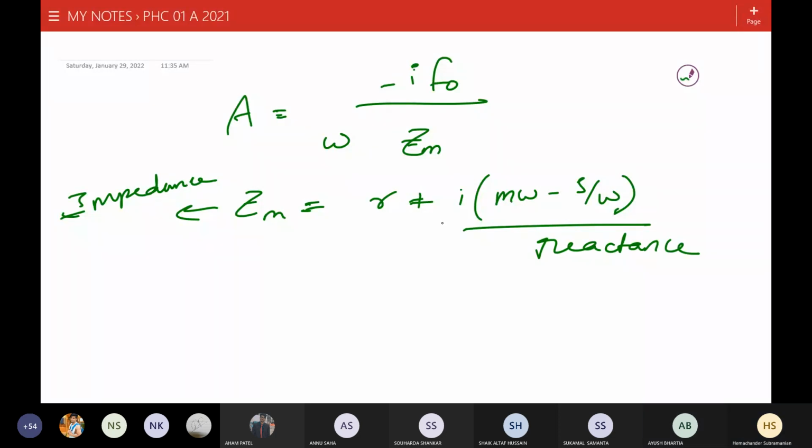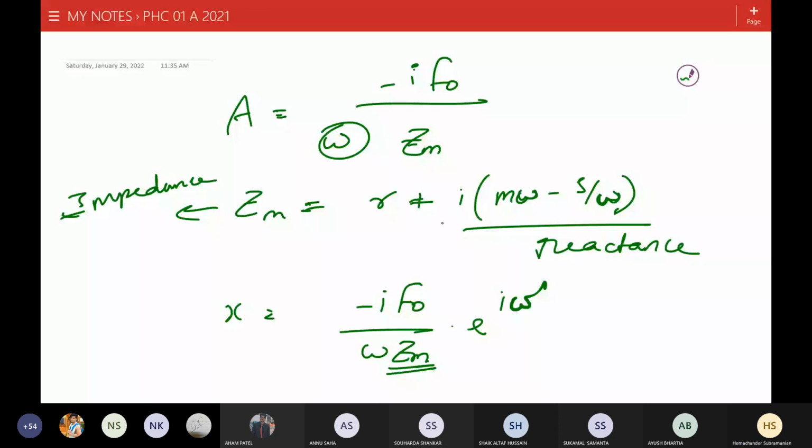Yes, it's the same thing that we did last class with your LCR circuit. It's exactly the same thing. And you have an omega here. So your x is minus i F naught omega ZM, where ZM is a complex number, remember? e power i omega t. This is your displacement.